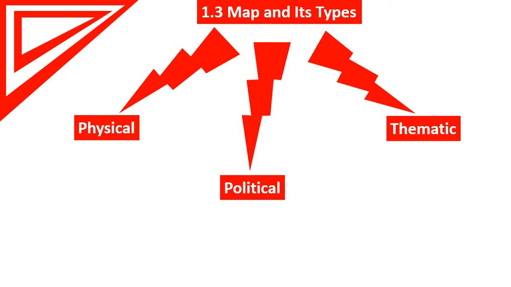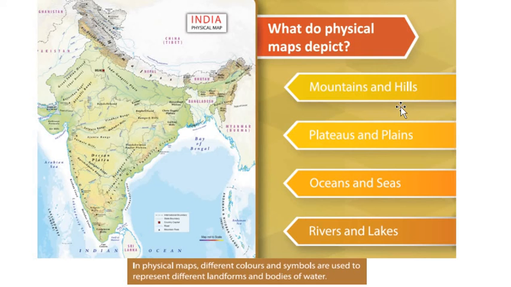Now let's move to the next topic, which is how many types of maps there are. There are basically three types of map: physical, political, and thematic. Let's start with the physical first. This is an example of a physical map. Again, see the bottom side over here. This map is not to be scaled. This is important. There is no scale over here. Map not to be scaled is written.